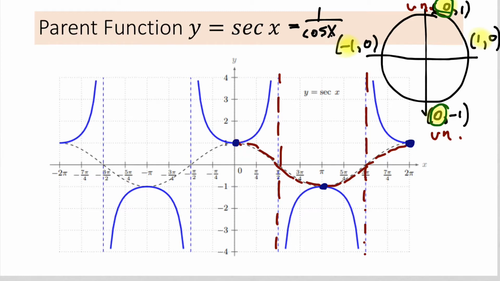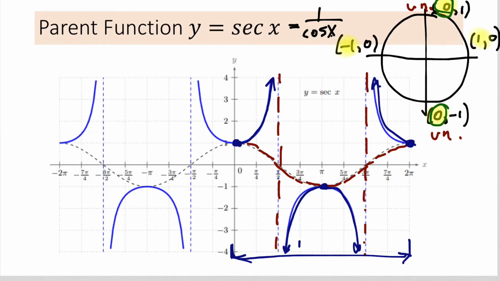So we graph them the same way. We put your pencil on the dot, and we head for the asymptote. Pencil on the dot, head for the asymptote, head for the asymptote, and head for the asymptote. So this right here, from 0 to 2 pi, is your period. So our period is equal to 2 pi for the secant graph as well. It has the same period as the cosine.